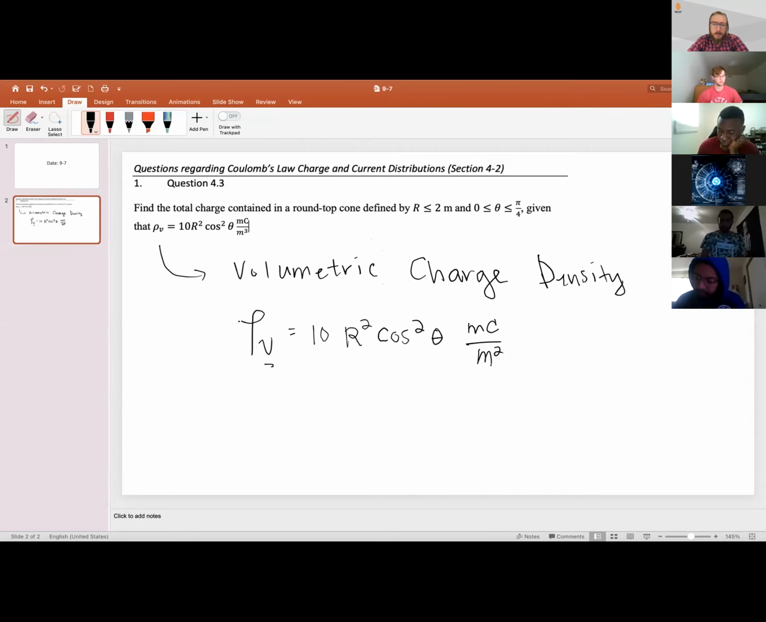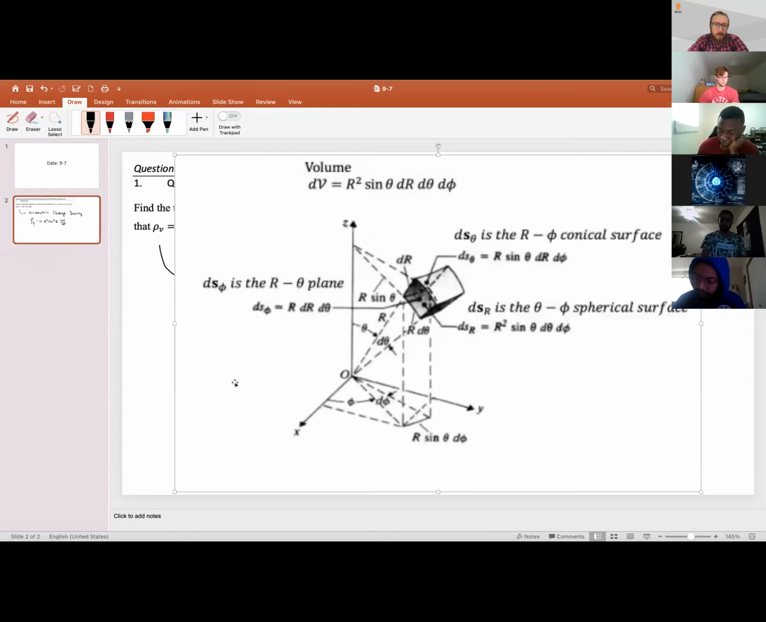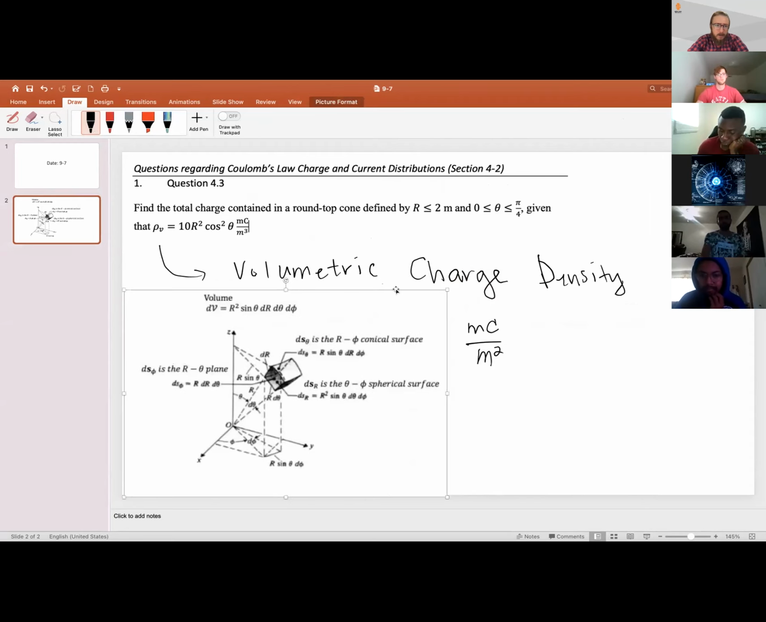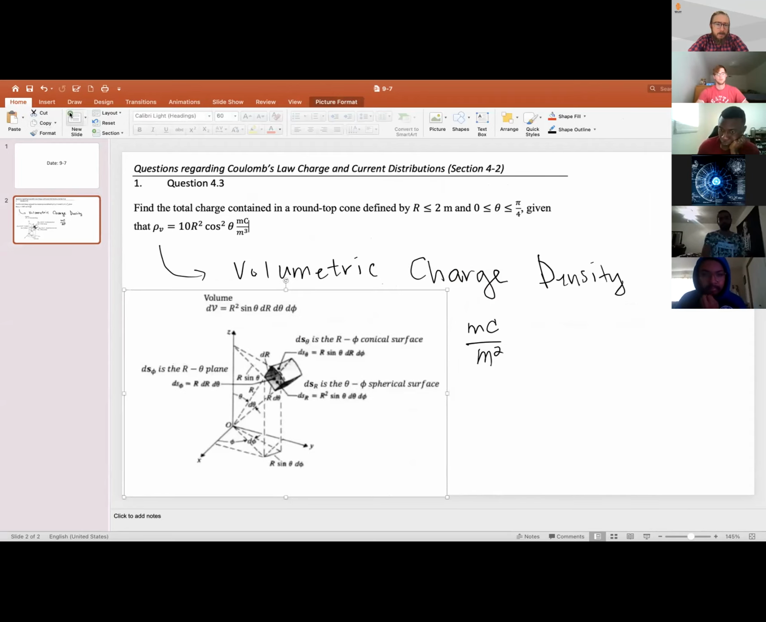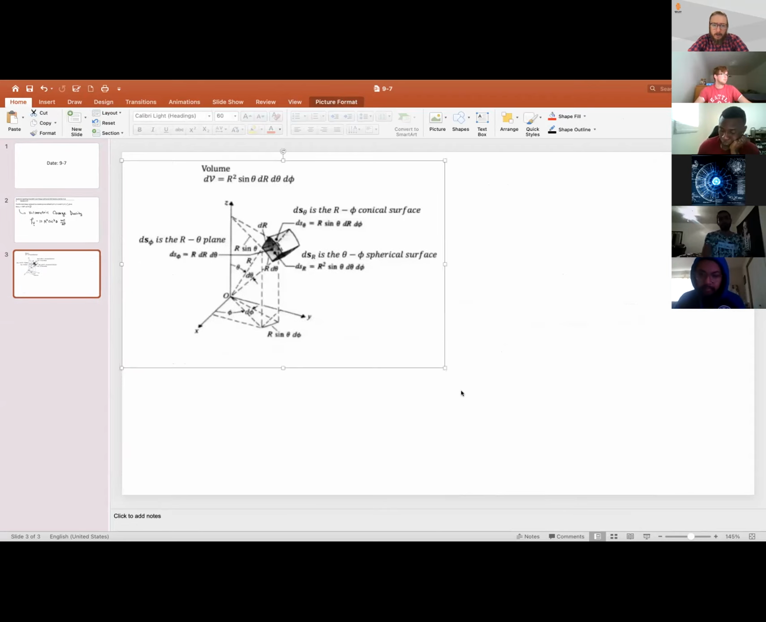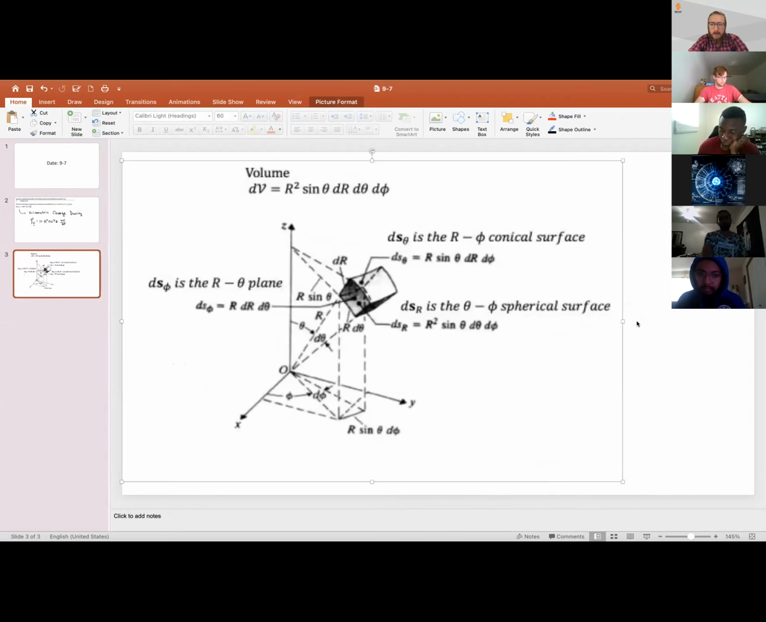If you need a hint, you could go to the vector cookbook, and I'll just put this on a new page. This is our spherical coordinate system. So you could find the spherical coordinate system if you need a hint.